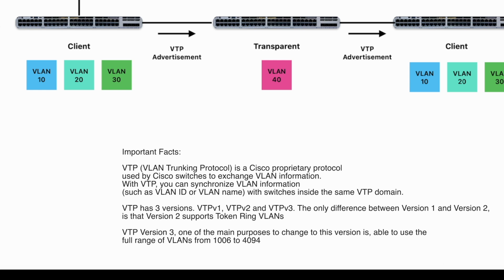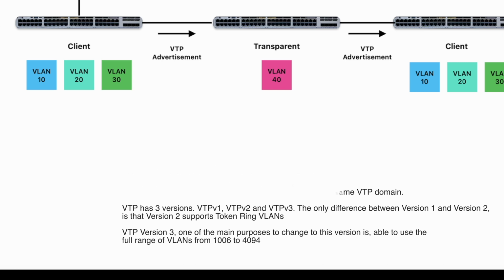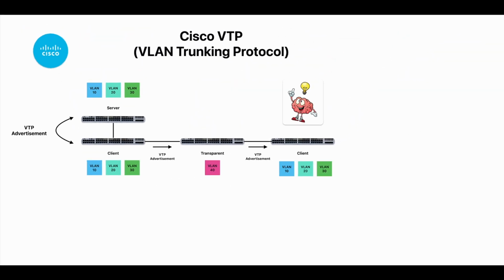Version 3 has many benefits. One of them is that you can use the extended VLAN range that goes from 1006 to 4094. And VTP version 3 has other benefits, but for the purpose of this video, we're going to keep it simple. I'm going to do a separate video configuring VTP version 3. But now, let's dive into the VTP modes.